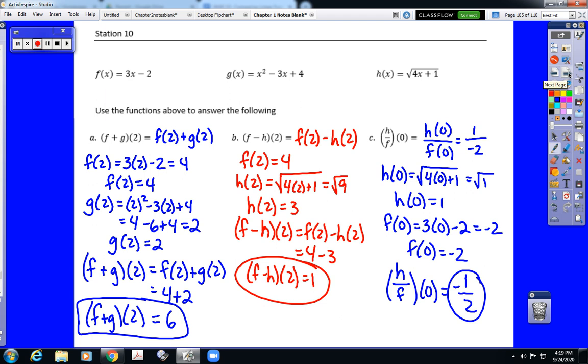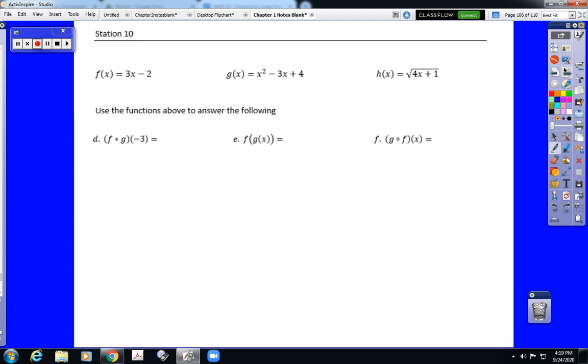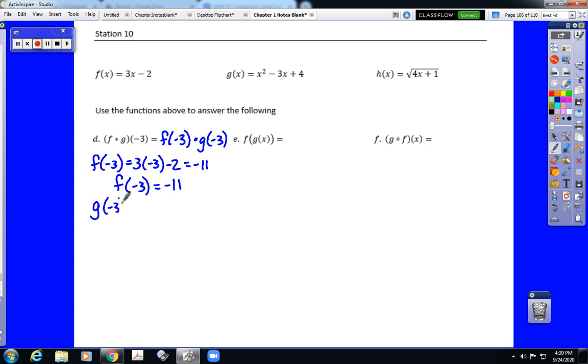Okay, on to the next 3. On letter D, they say f times g of negative 3. That's f of negative 3 times g of negative 3. So we do f of negative 3, which is 3 times negative 3 minus 2, or negative 11. And g of negative 3, which would be negative 3 squared minus 3 times negative 3 plus 4. That would be 9 plus 9 plus 4, which would be 22. So g of negative 3 is 22.